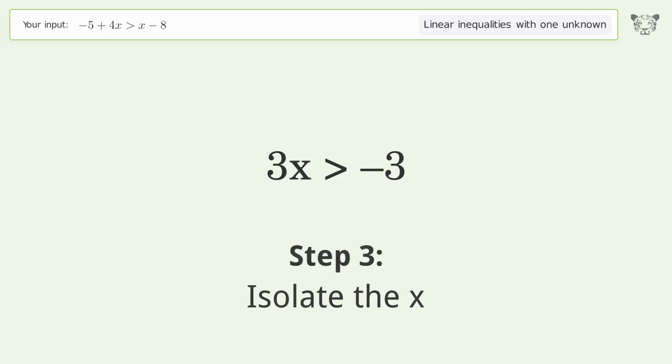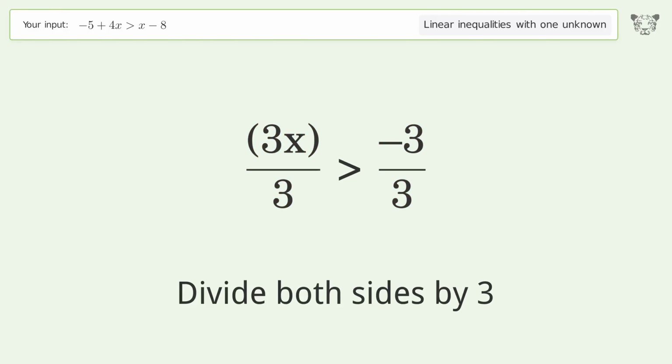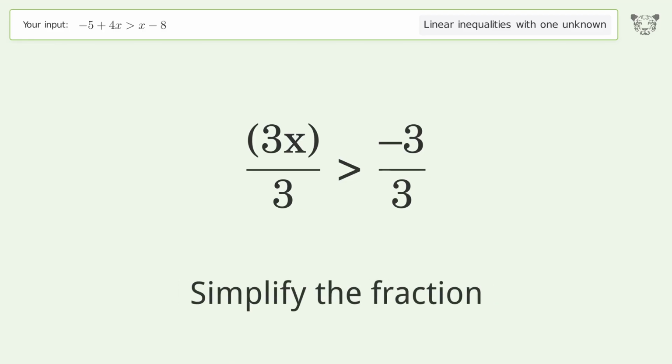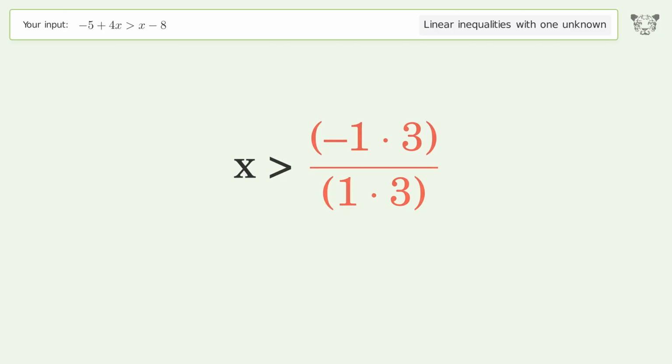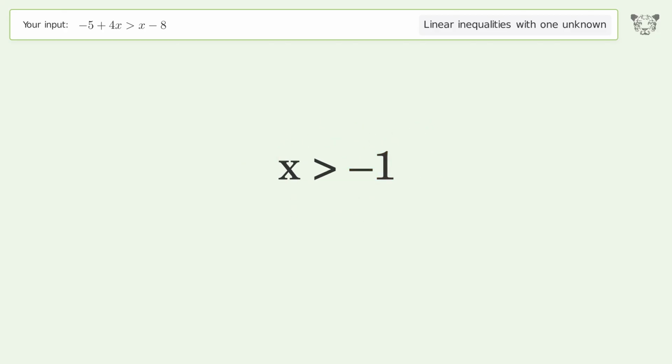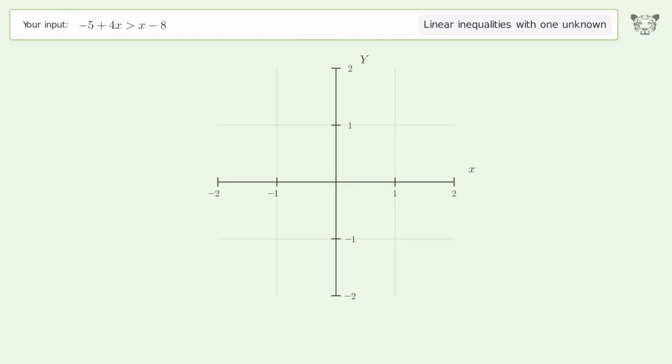Isolate the x. Divide both sides by 3. Simplify the fraction. Plot the solution on a coordinate grid. And so the final result is x greater than -1.